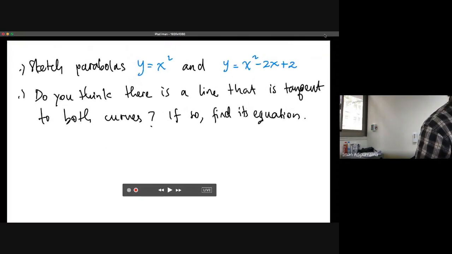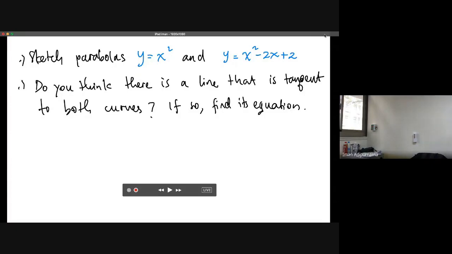Is it clear? So I will read. Sketch parabolas. You have two parabolas. First is x squared, and then the second one x squared minus 2x plus 2. Two parabolas. Okay. You don't really need to sketch, but you can sketch to give good illustrations if you want. It helps you to solve.